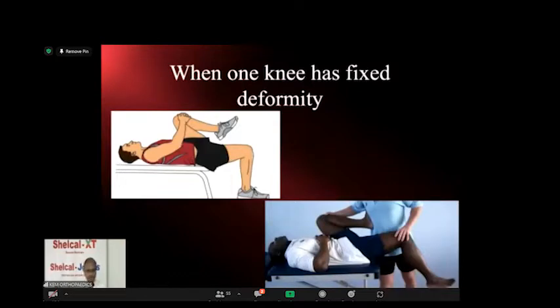When there is a flexion deformity, how will you assess? You take the patient to the edge of the bed, so the flexion deformity gets corrected. Then you do the Thomas test at the edge of the bed, and you see how much flexion deformity is present. These are the questions we are asked.